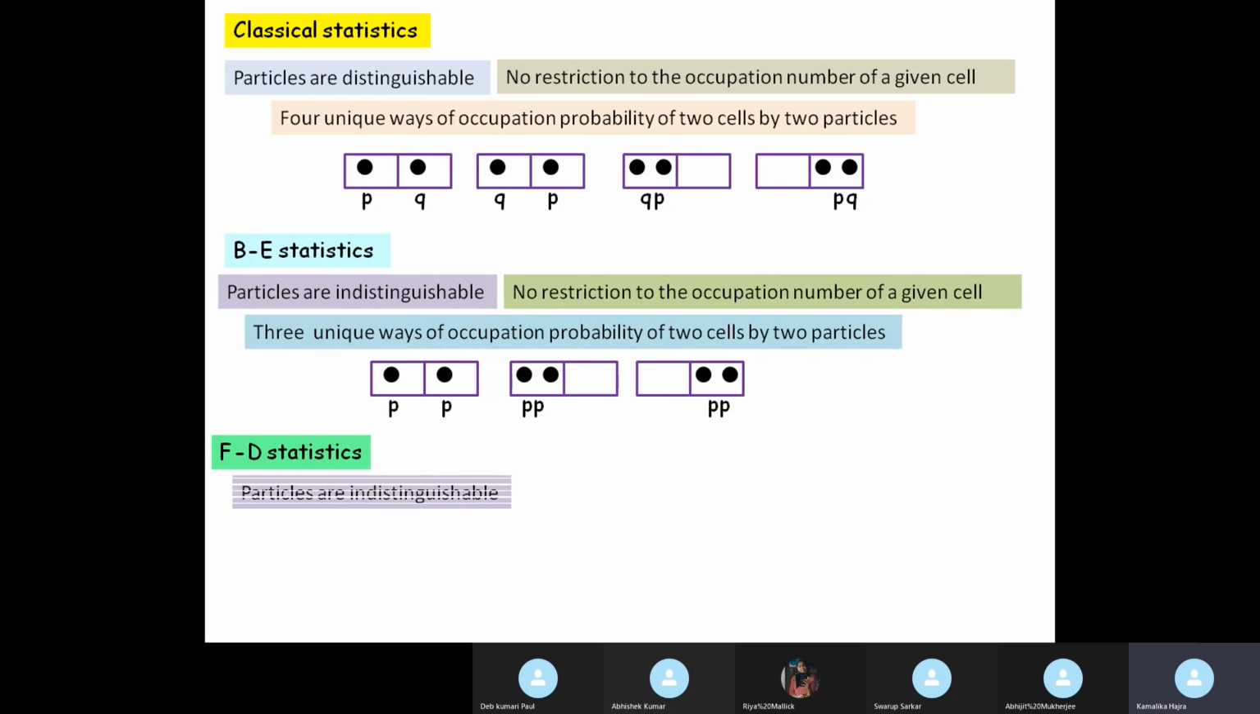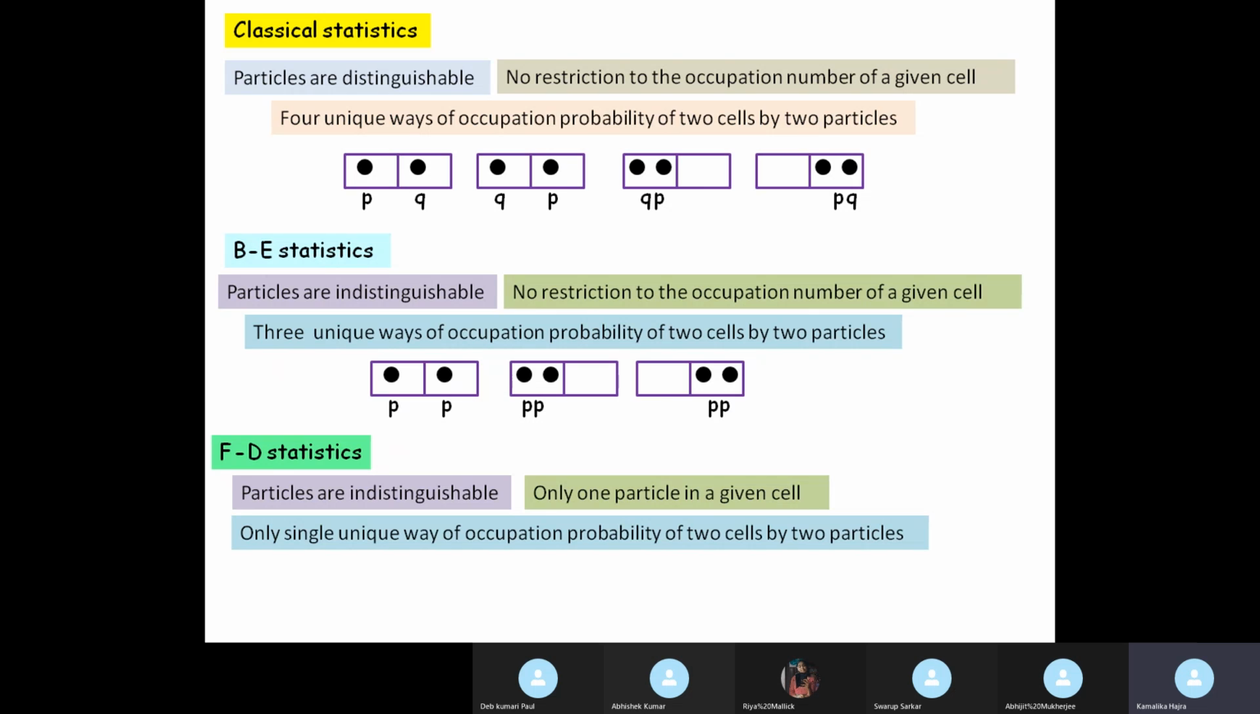FD statistics, particles are indistinguishable, and there is Pauli's exclusion principle. So only one particle in a given cell. So only one unique way of occupation. Okay, I think these 2 slides explain clearly the difference between classical, Bose-Einstein and FD. And if you are given a system and told what kind of particles occupy it, whether fermions or bosons or classical particles, you will quickly know how to initiate the organization of particles in the system, in the given number of cells.